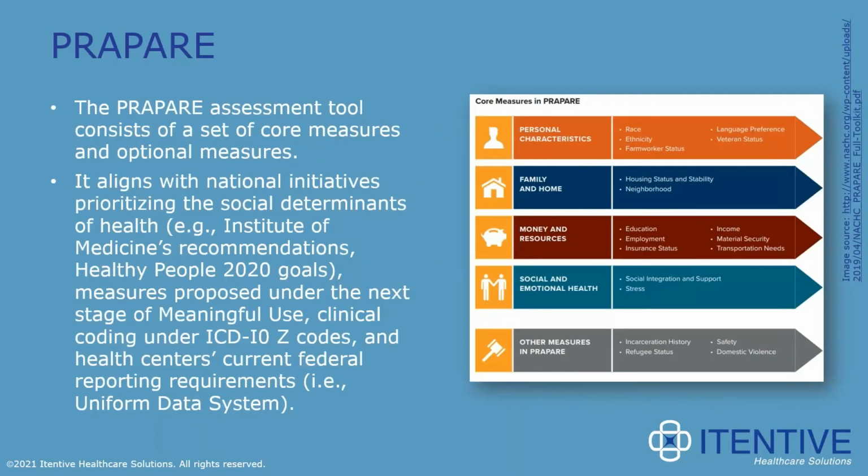The Prepare assessment tool consists of a set of core measures and optional measures. And so to accomplish these goals, it's important for all users of Prepare to collect data on all of the core measures of the Prepare, for data to reach critical mass and be strong enough to paint a full picture of the socioeconomic challenges that patients face across the nation. So it's going to align with national initiatives prioritizing the social determinants of health, such as the Institute of Medicine's recommendation, Healthy People 2020 or now 2030, as Lindsay mentioned earlier. Measures proposed under the next stages of meaningful use, clinical coding under ICD-10 codes, and even health centers' current federal reporting requirements, such as UDS.